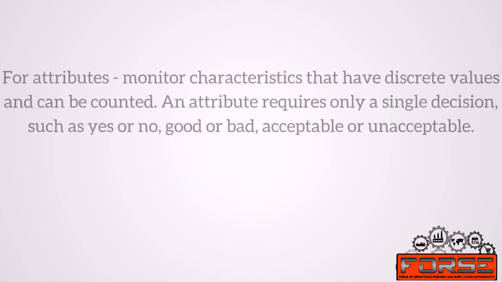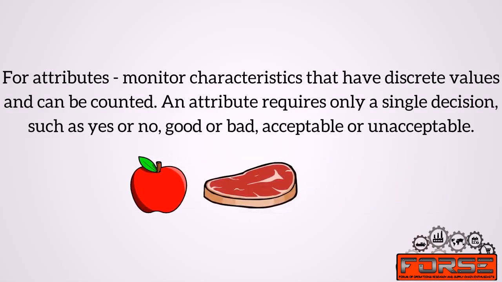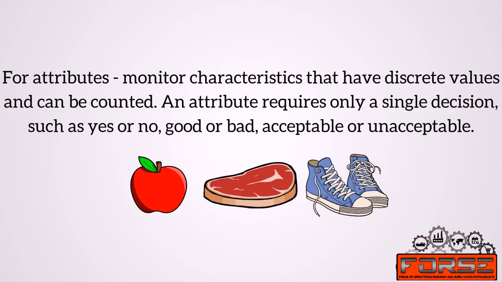A control chart for attributes, on the other hand, is used to monitor characteristics that require only a single decision, such as yes or no, good or bad, acceptable or unacceptable, examples being the apple is good or rotten, the meat is good or stale, the shoes have a defect or do not have a defect.